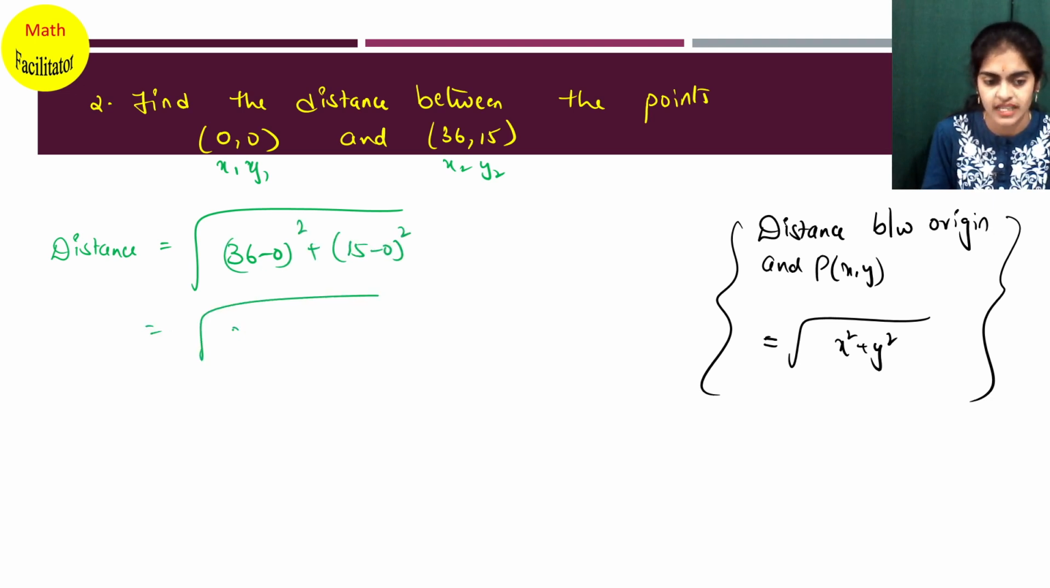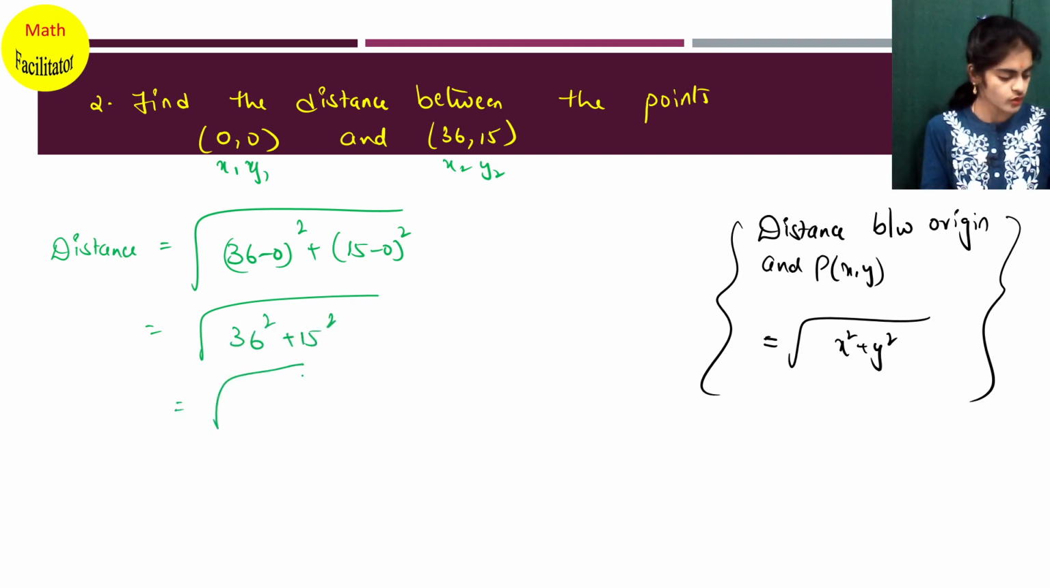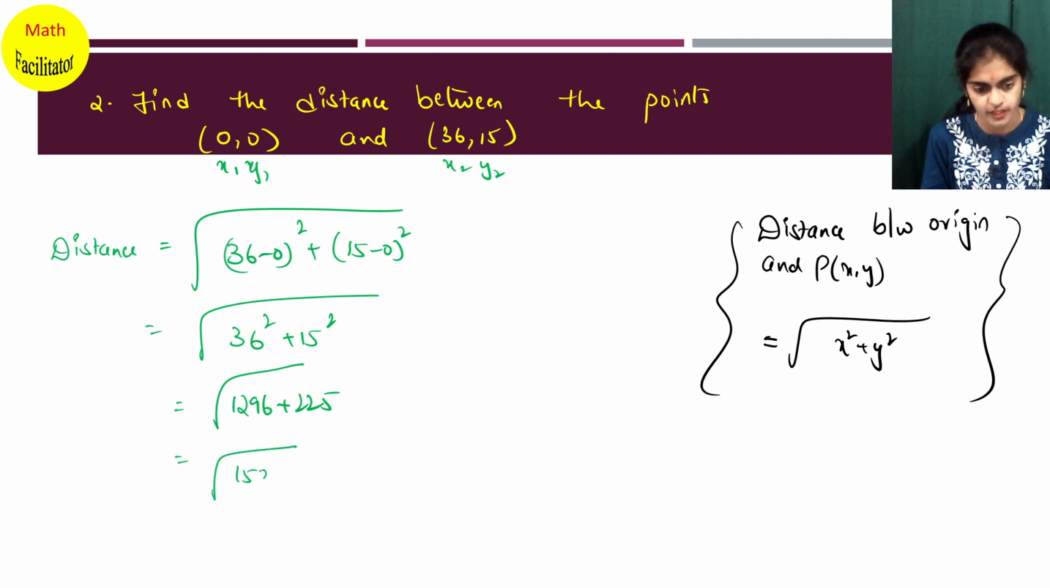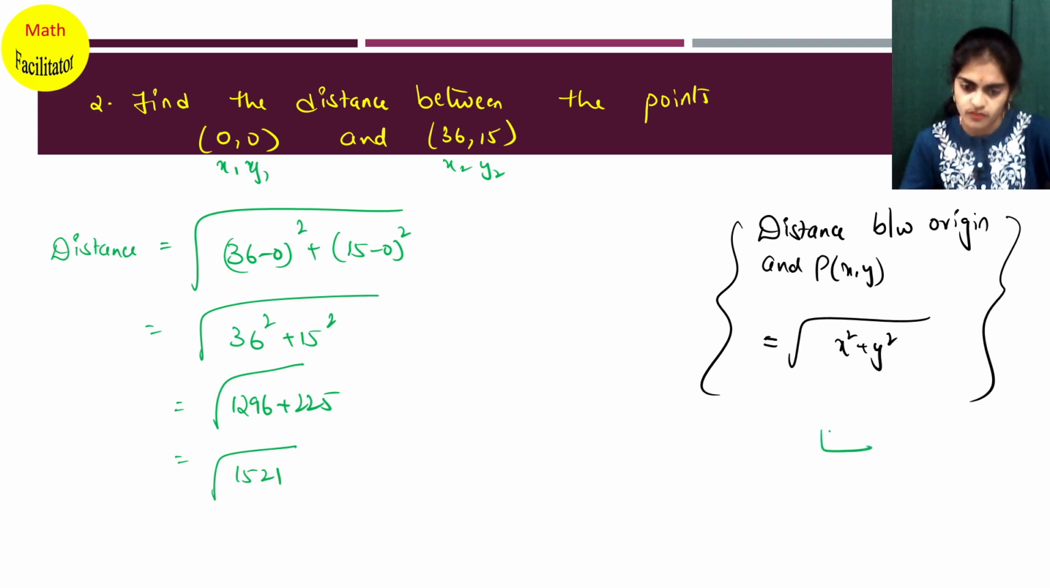So it is root over 36 square plus 15 square. So that is root over 36 square gives you how much? 1296 plus 15 square is 225. So if I add these two, I get 1521. So 1521, if you prime factorize 1521, see what do we get?